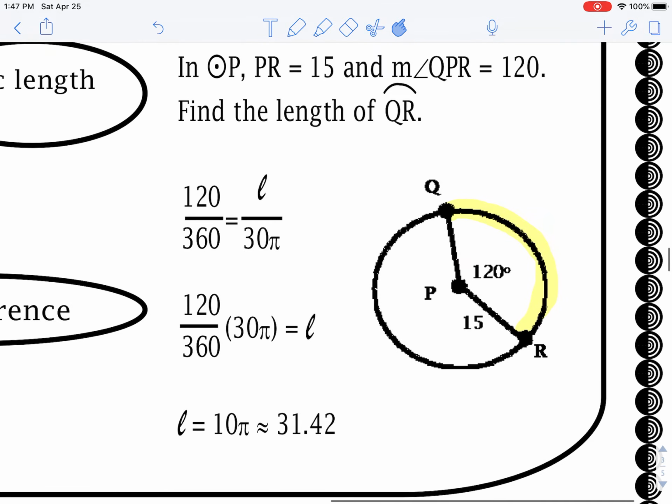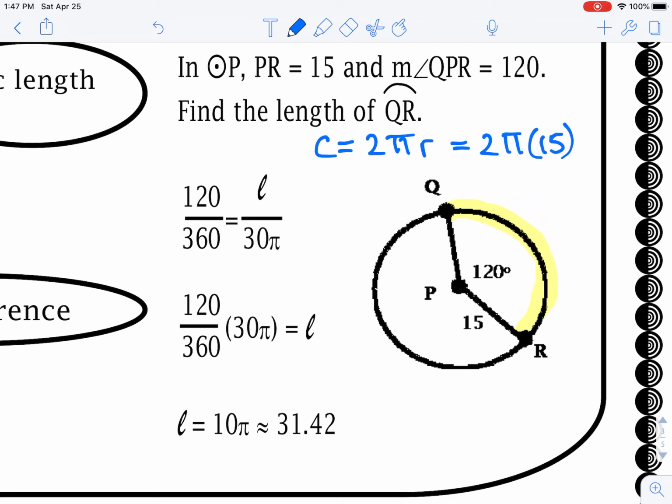For this example, we know the radius is 15. The central angle is 120. Find the length of the arc that I've highlighted. So the degrees, 120 over the whole circle, 360, is going to equal the arc length over the circumference. Remember, circumference is 2 pi r. So this would be 2 pi times 15, which is where the 30 pi came from.